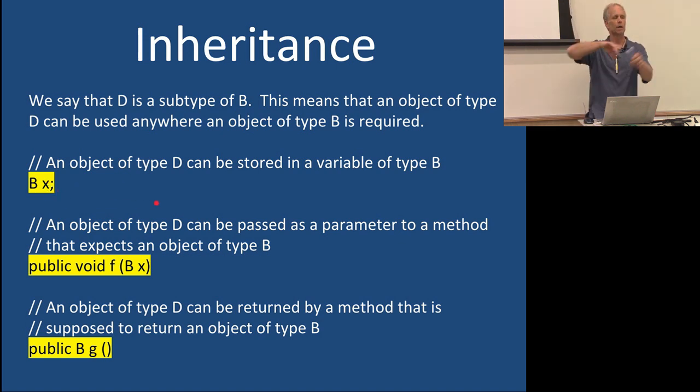Now let's turn it around. If I declare a variable of type D, can I store a variable of type B into it? No, because that B object has fewer methods than I'm expecting for D. So it's not symmetrical.